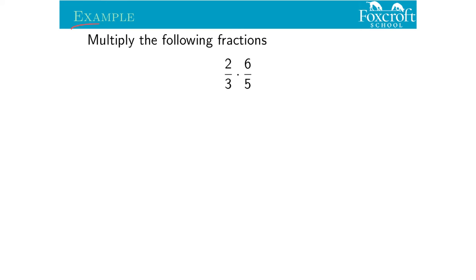So here's our first example. These are the ones that I work through. Multiply the following fractions: 2 over 3 times 6 over 5. When we're multiplying, we see the multiplication symbol, we just go straight across. 2 times 6 is 12. 3 times 5 is 15.